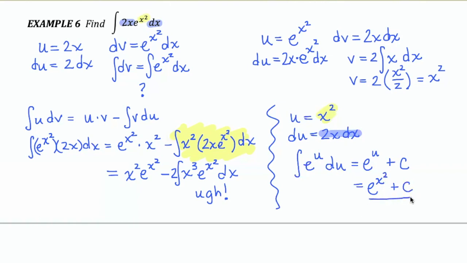So please understand, you've got to have full command of all these techniques. And just because one doesn't work doesn't mean you give up. It means you try something else. Now, in the next video, I will finally give you a little bit of guidance in terms of how to choose a u and dv that are likely to work.